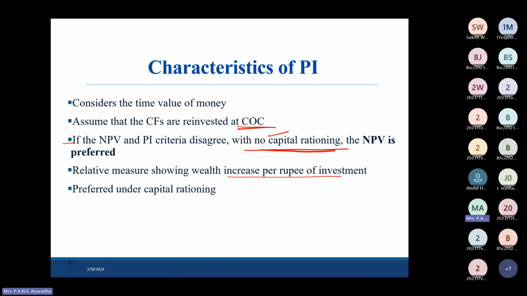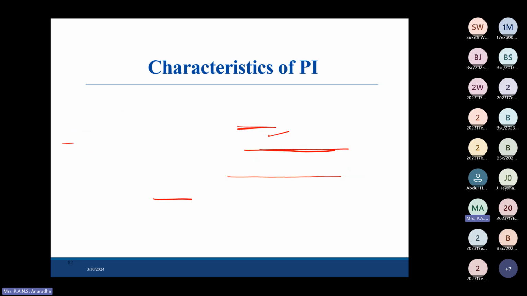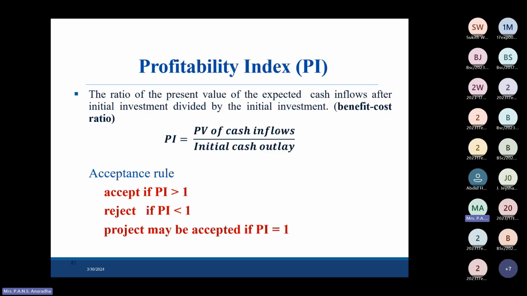So this is a relative measure of the wealth. It shows how much the wealth will increase if you invest in this particular project. For each rupee of investment, by looking at the profitability index, you can understand the wealth increase. It's a relative measure of the wealth. Therefore, this is preferred under the capital rationing situation, the fund constraining situation. So you can calculate the PI index using this formula: present value of the cash inflows divided by cost.